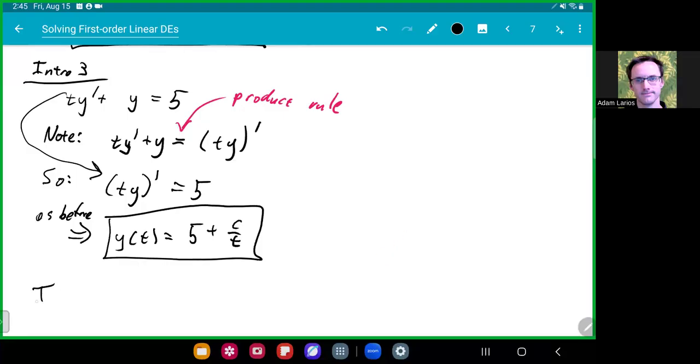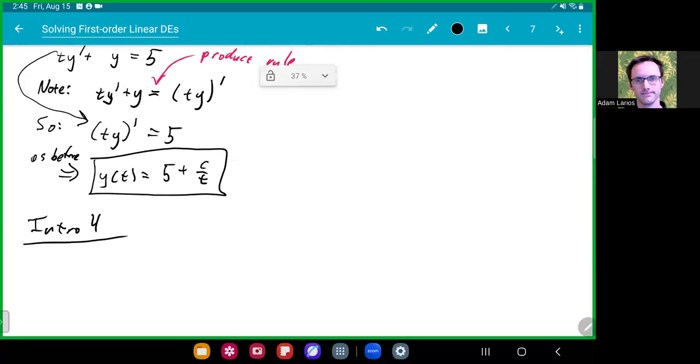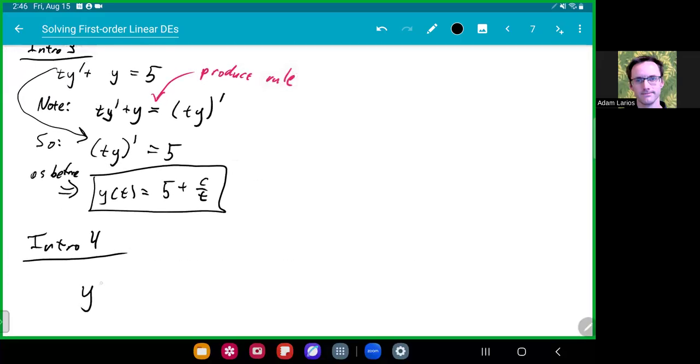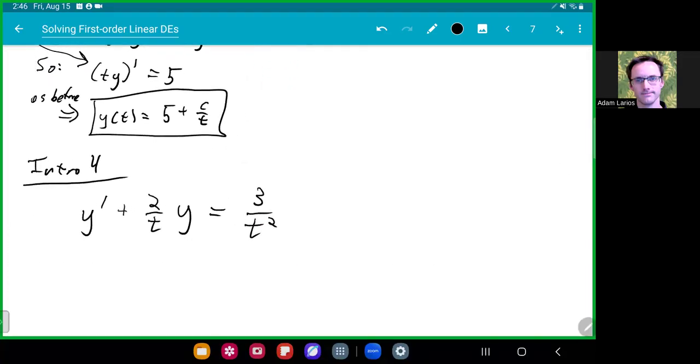Okay, let's look at intro problem 4. And I'll change it up on you just a little bit. Let's do something like y prime plus, say, 2 over t times y is equal to 3 over t squared. Let's just do 3 over t squared. Okay, let's give this one a try.